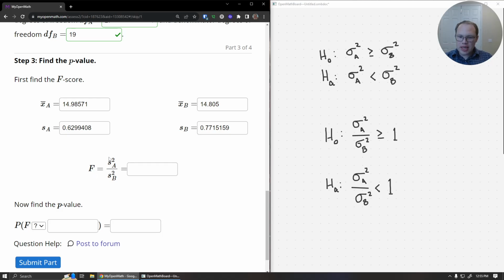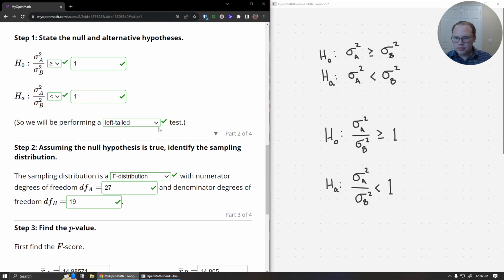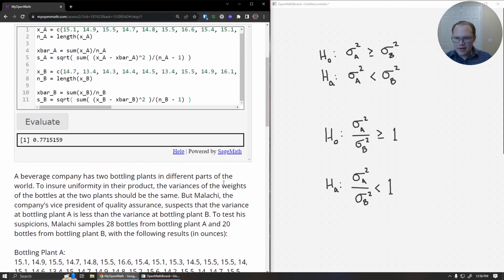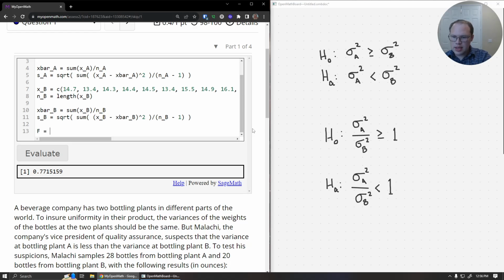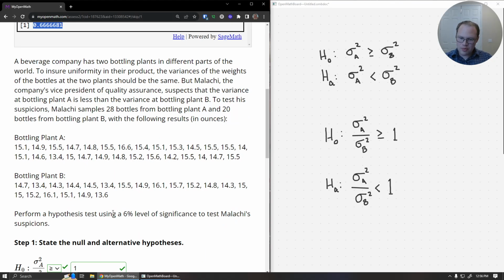I'm ready to use those together to calculate my F-score. The F-score is going to be the ratio of the variances. So I'm going to have to make sure I square those sample standard deviations. Okay? So my F-score is the sample standard deviation from sample A squared to get my variance, divided by the sample standard deviation from sample B squared. And my F-score for this particular problem is 0.66666681.